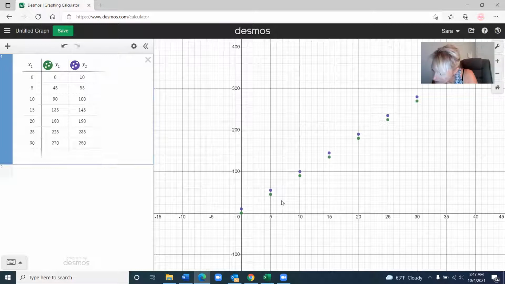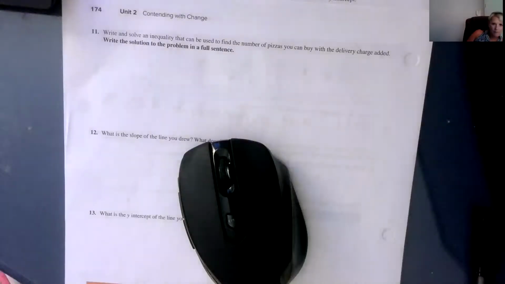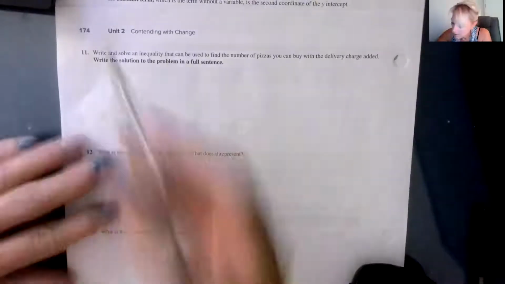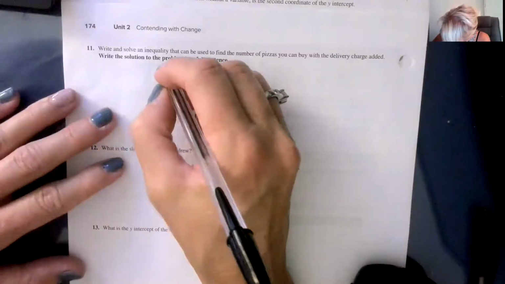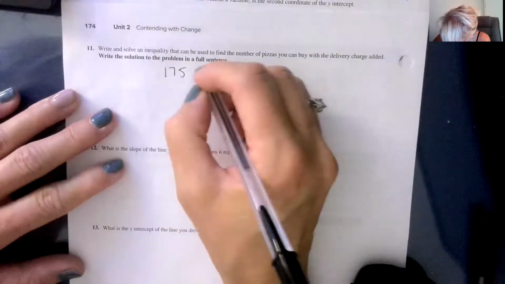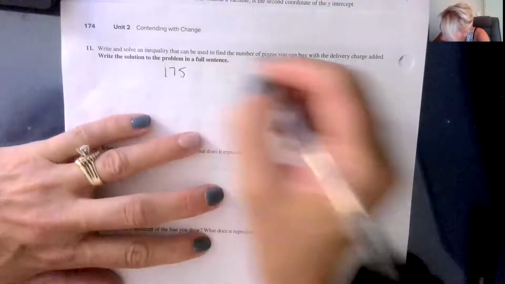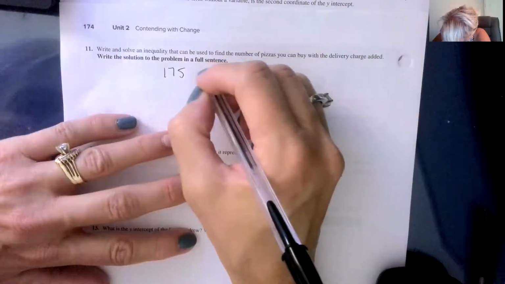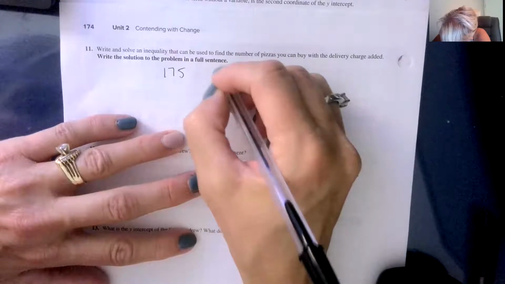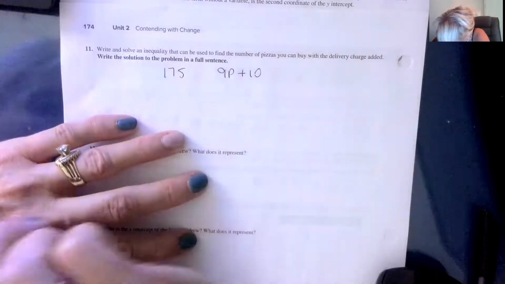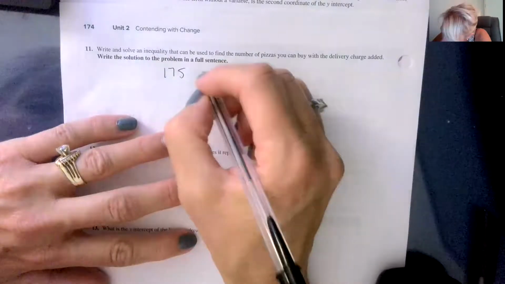It says, write and solve an inequality that can be used to find the number of pizzas you can buy with the delivery charge added. Okay, so I'm going to go back to my paper here. And it says $175. We have our $9 for pizza plus 10, right? So this cost cannot go over. It has to be less than or equal to the 175.